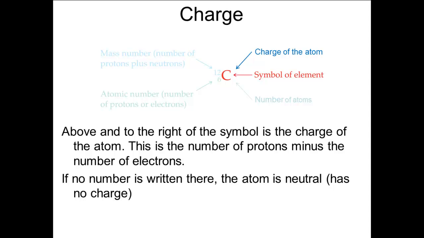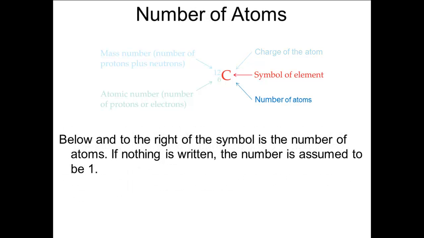Above and to the right is the charge of the atom. This is the number of protons minus the number of electrons. If no number is written, there is no charge. That is, the charge is zero. The sign is always written if there is a charge, to be perfectly clear. Below and to the right is the number of atoms in the substance.